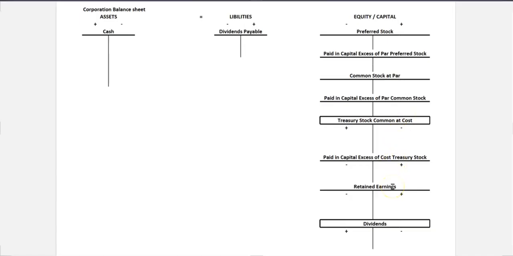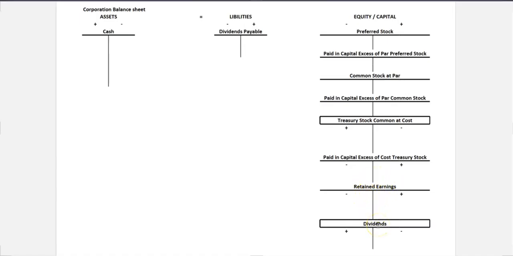Then we have retained earnings. Everything else here would be paid in capital from selling stock or purchasing stock back. Retained earnings, this is what we used to use the income summary to move net income up to the owner's equity section. Well, with corporations, we keep them separate. This is used for net income, profit, net loss, and this is a running balance. This is a balance sheet item.